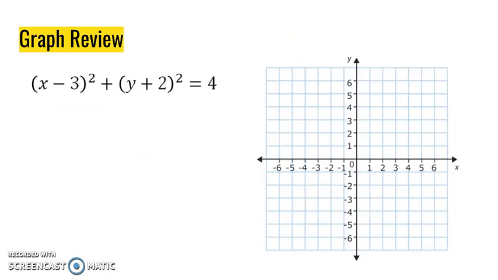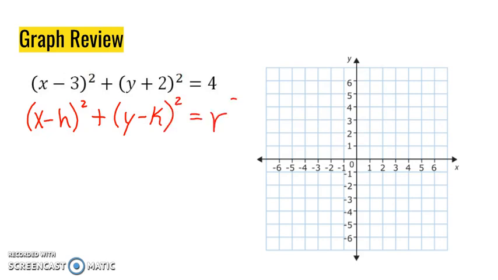Okay, so remember with our circles, we have a standard form for a circle, which is x minus h squared plus y minus k squared equals our radius squared. Now when we go to graph a circle, I need to find two things. I need to find the center, and I need to find the radius. And those two things will allow us to graph a circle.